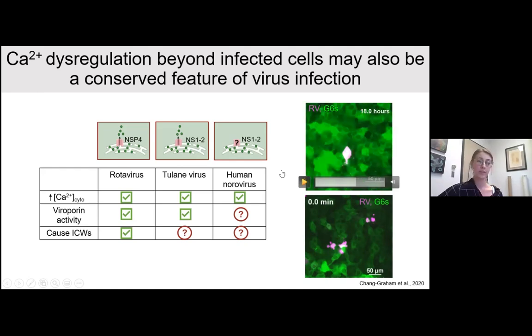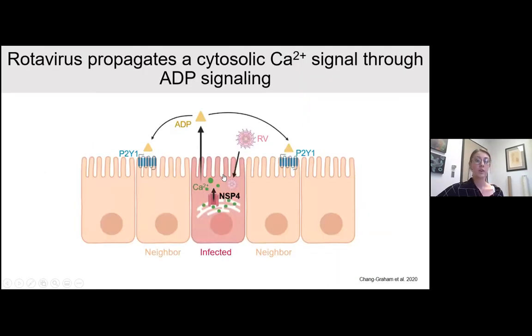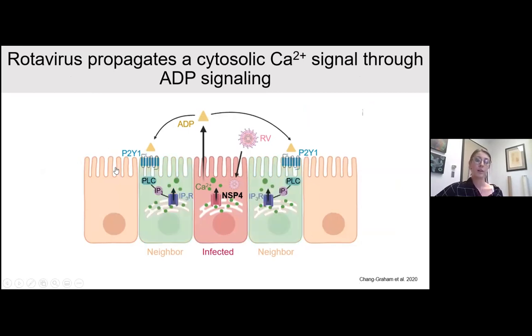This relies on paracrine purinergic signaling. So ADP is released from the rotavirus infected cell, and it can bind the ADP receptor P2Y1 on neighboring uninfected cells. And it's this binding of ADP to the P2Y1 receptor that elicits the cytosolic calcium flux in the neighboring uninfected cells.